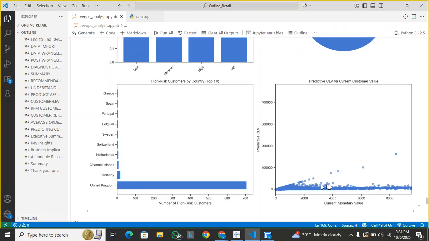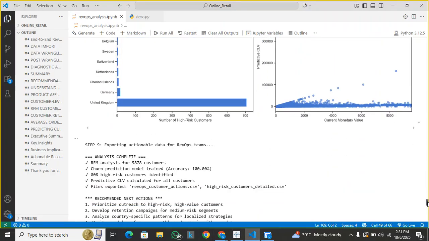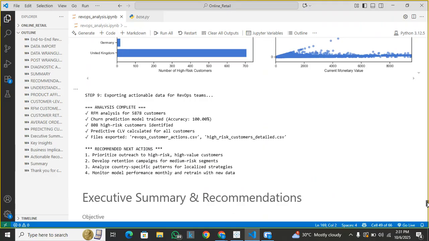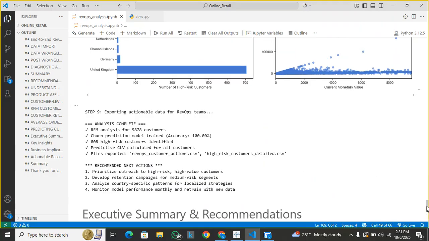And then this is a scatter plot showing the predictive customer lifetime value. That is the future revenue the customers are likely to bring in and their current revenue. I would talk more about this in the visualization aspect, like the dashboard, when I'm presenting the dashboard. And that's all for this segment.